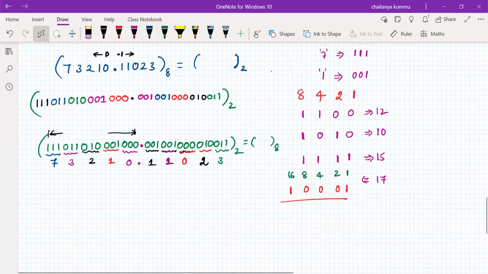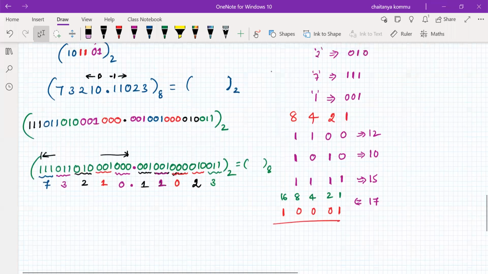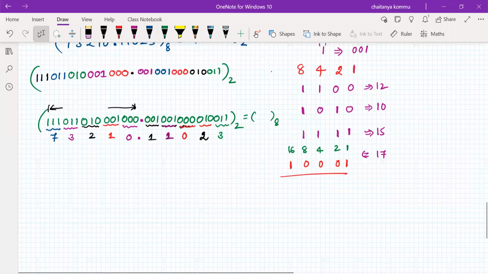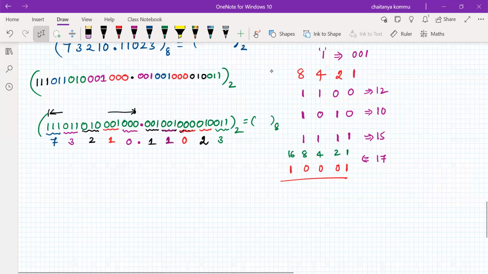Anyway, fine. For example, this is the same number I have given. For example, I want to convert it into the hexadecimal number system. I said octal is needed for the binary number system; now I need hexadecimal.